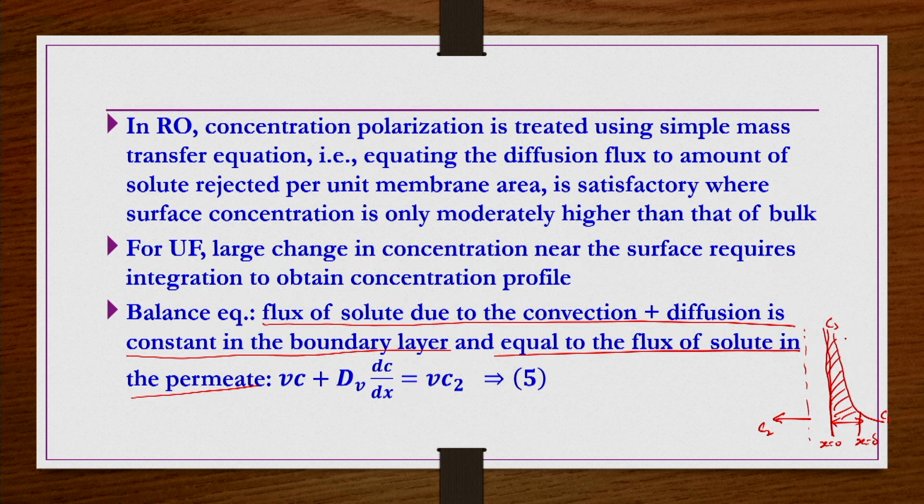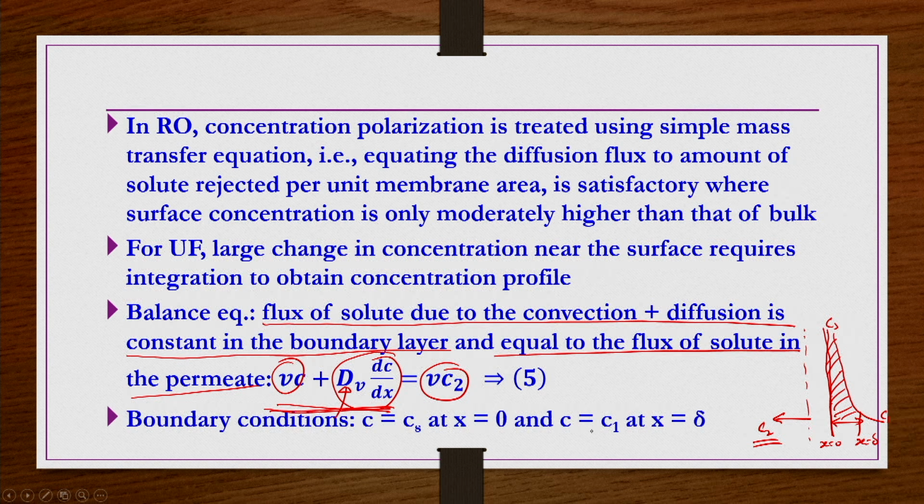Near the surface, in the boundary layer of thickness delta, the solute flux because of convection and diffusion should be equal to the flux of the same solute in the permeate. That will give you the basic flux balance at the membrane surface. In the boundary layer, the solute flux due to convection is Vc, and the solute flux due to diffusion is dV dC by dx, where dV is the diffusivity. The solute flux on the permeate side is Vc2.